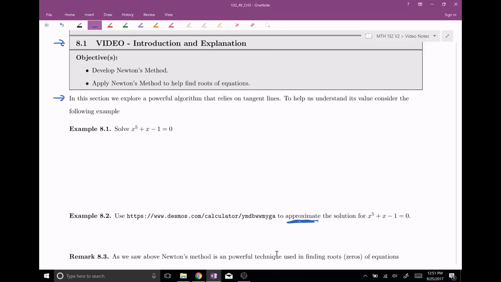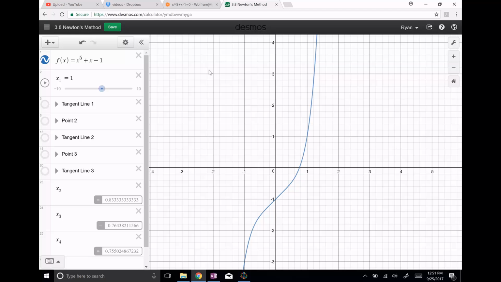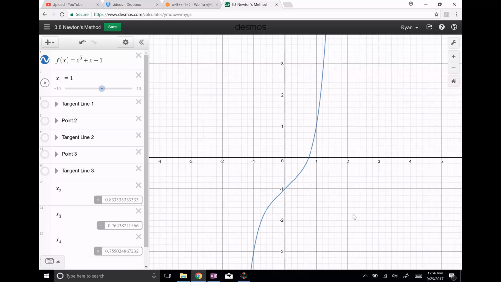Okay, so let's play around with this thing a little bit. I went ahead and graphed this in our Desmos calculator here. Let me bring that up, and I'm going to describe to you the ideas behind Newton's method. All right, so here is our beautiful graph, x to the fifth plus x minus 1. Again, you can see that it crosses 0, it's equal to 0, somewhere between maybe a half and 1.